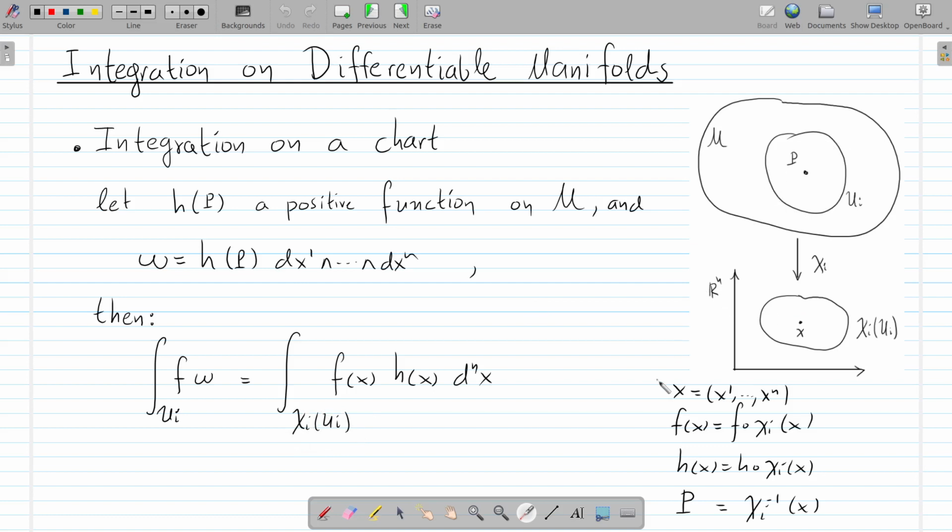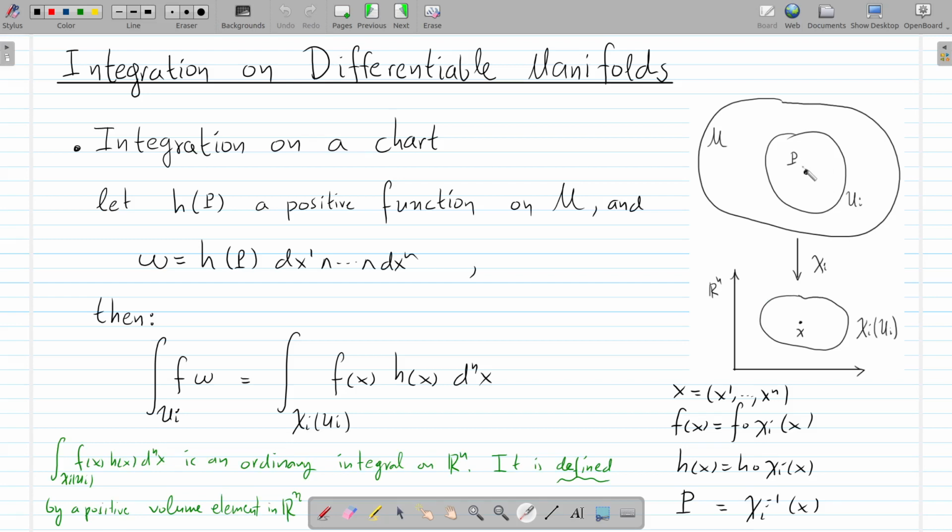A little bit about notation here. X here is a notation for the collection of all the coordinates x1 through xn. The function f of x is of course the composition of the chart map chi with f. H of x is the same, it's the composition of chi with h. And of course we remember that the point x on this set is mapped by the inverse function to some point here on the manifold. Now let's stress again that the integral on the right-hand side is an ordinary integral on Rn, an n-dimensional integral that we have learned how to compute in calculus. And it is defined by considering a positive volume element in Rn.